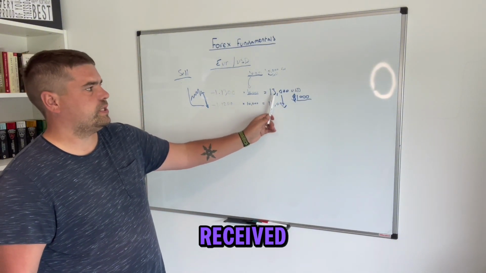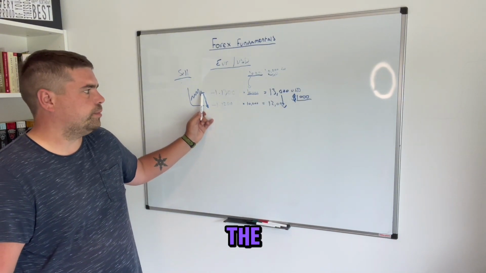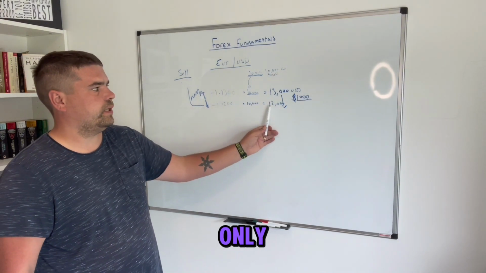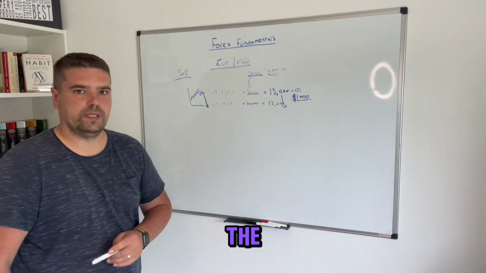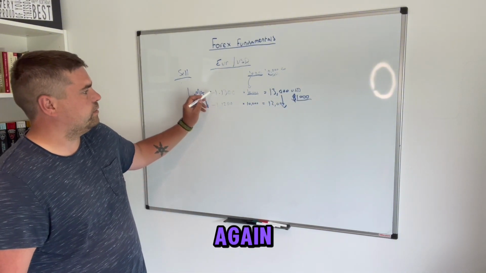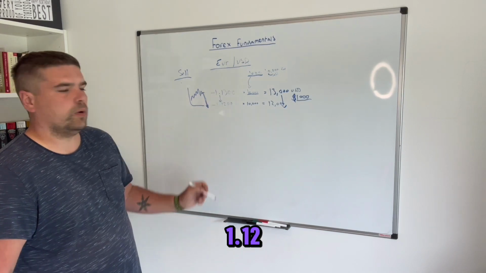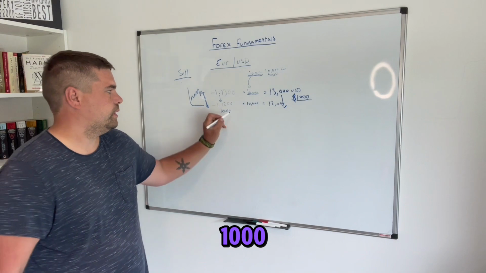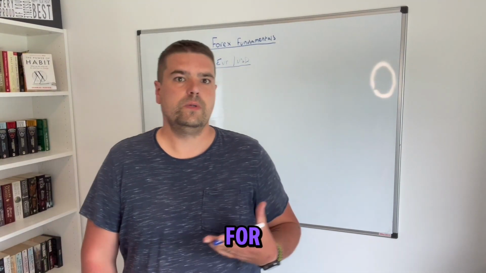Remember, we received 13,000 at the point that we sold to the market. We then bought it back from the market at a lower price, but it's only cost us 12,000 to do so. We therefore profit on the difference of 1,000. And again, going from 1.13 down to 1.12 is a 1,000 pip move. That about covers it for this video.